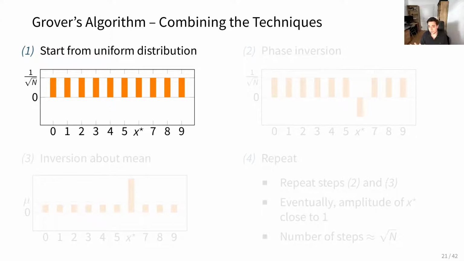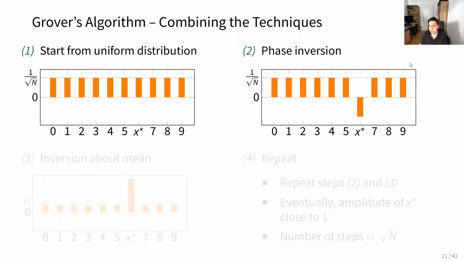Now the first thing we do is this phase inversion. And what this does, we know it now, it inverts the phase of the element we want. Again, this is assuming that we know the element, or at least it seems so, but later it will be an operation which does not know the element. So this will make sense later, how this is possible. Basically we invert the phase of this x star. So this is the second step, the phase inversion.